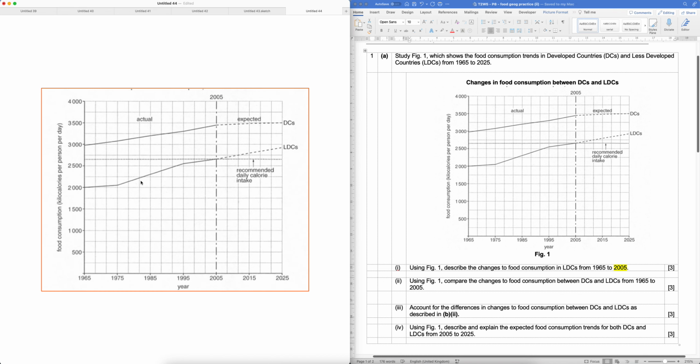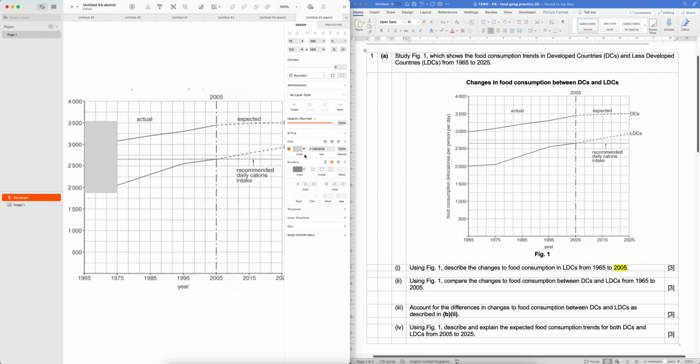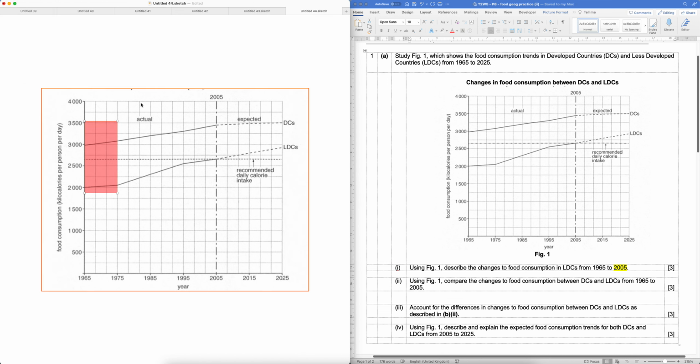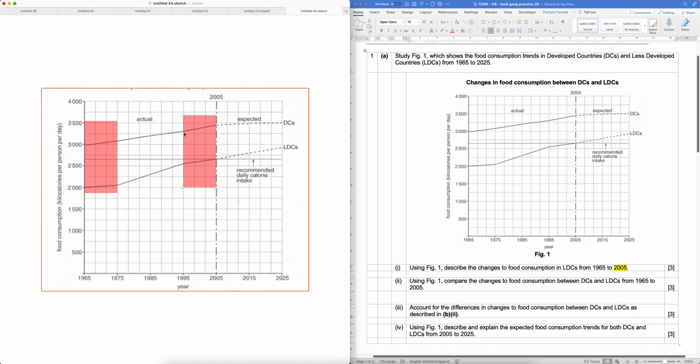Okay, so now you will see that for LDCs, there's 3 distinct stages. Okay, 1965 to 1975. Let me change the color so that it's clearer for you. And the opacity, yes. Okay, 1975 to 1995, that's another stage here, and 1995 to 2005. So 1, 2, 3. Okay, so maybe you can compare overall what's the difference or similarity within this range, what's the similarity and differences.